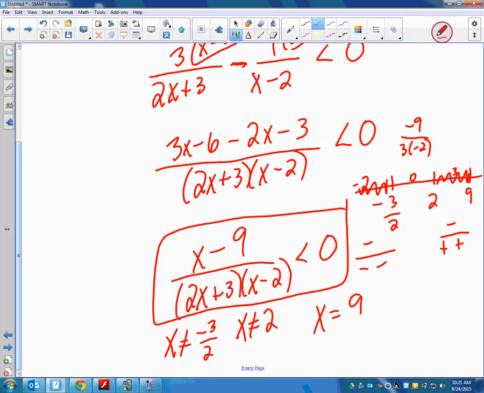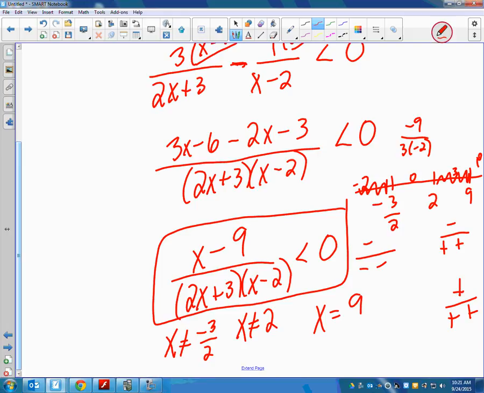And if I pick a number bigger than 9, does that work? Did that one work? Did I do that right? If I pick 10, I get a positive. I get all positives, right? That doesn't work. So my answer is giving that in interval notation.